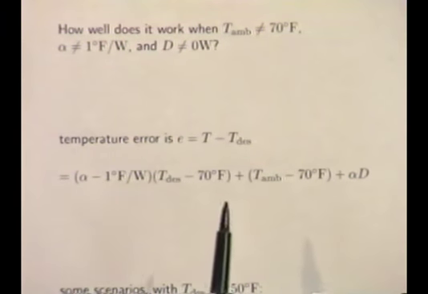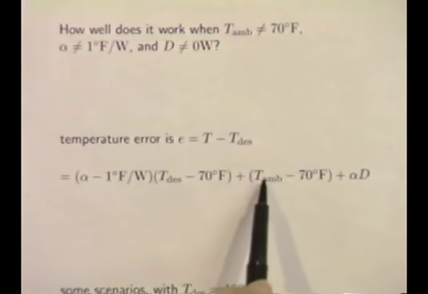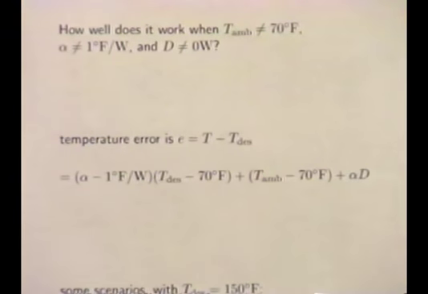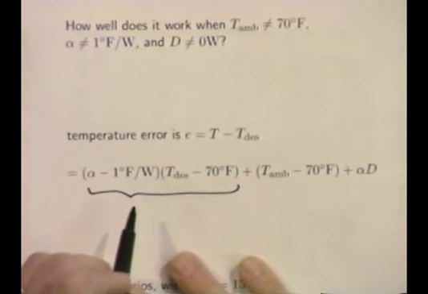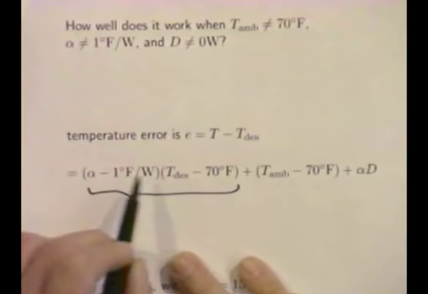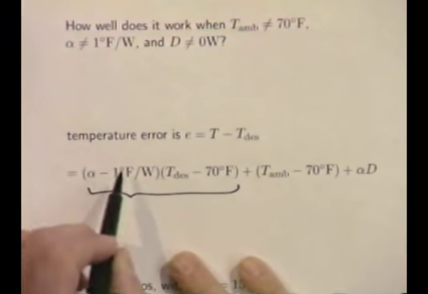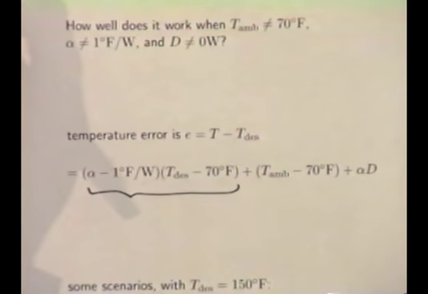Now the temperature error, you can work out the formula for it. You just plug all the stuff in, and it's this. It's alpha minus 1 times T des minus 70, plus T amb minus 70, plus alpha D. And look at the terms. They're very interesting. This term here is 0 when the thermal coefficient of the plate is 1, which is what we assumed it to be. It just goes away because the alpha minus 1 goes away. But if you're wrong, suppose the thermal coefficient is 0.9 or 1.1, okay? Then this is going to contribute a term.